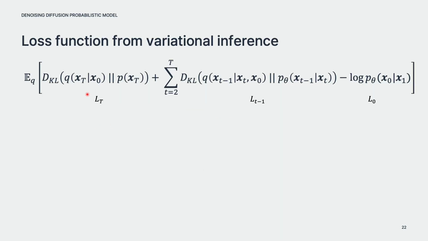So from now on, we will refer to this as L large T. So I think we won't refer to this because this is not part of the loss. And this will be referred to as L T minus 1, and this as L0, because this is the density of x0, and this is the KL divergence between the forward posterior and the model density of x t minus 1.